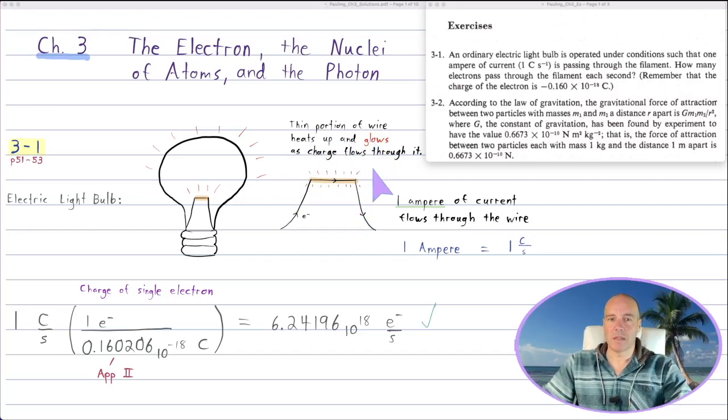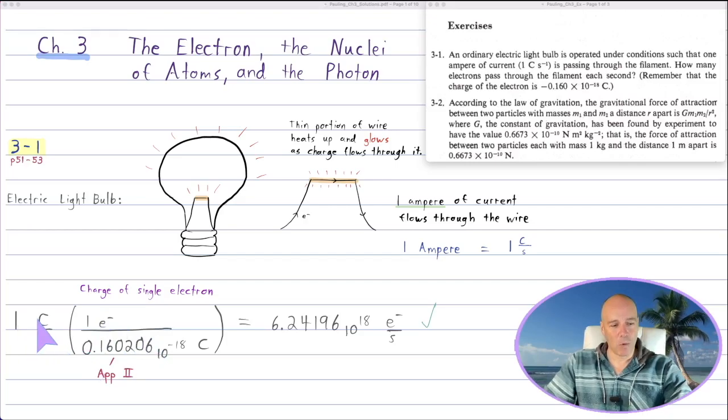Now the problem says that 1 ampere of current is flowing through the wire. And 1 ampere is the same thing as 1 coulomb per second. So we need to convert 1 coulomb per second to however many electrons per second. And the problem tells us that 1 electron is the same as 0.160 times 10 to the negative 18 coulombs. But if you look back in Appendix 2, you'll find a more precise electronic charge, which we'll use in the calculation. So this is a pretty simple conversion.